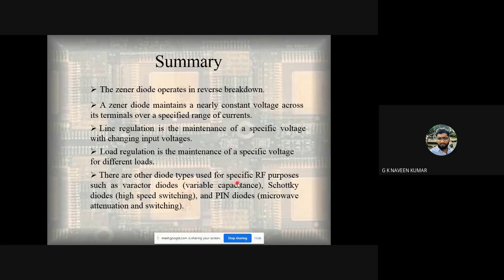Now coming to the other diode types used for radio frequency purposes, such as the varactor diode, Schottky diode, and PIN diode. PIN diodes are those used in microwave attenuation and switching. This is also one of the types of special diodes. This is about the diodes. We have covered almost all the diodes.